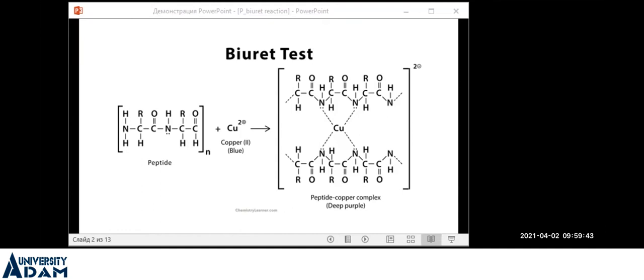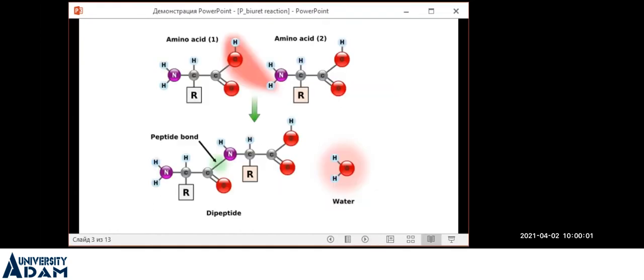And if you're talking about peptides, this reaction will be focused mostly on peptidic bonds. What do peptidic bonds mean? I think you remember from some previous lecture class that peptidic bonds are the specific linkages between amino acids.